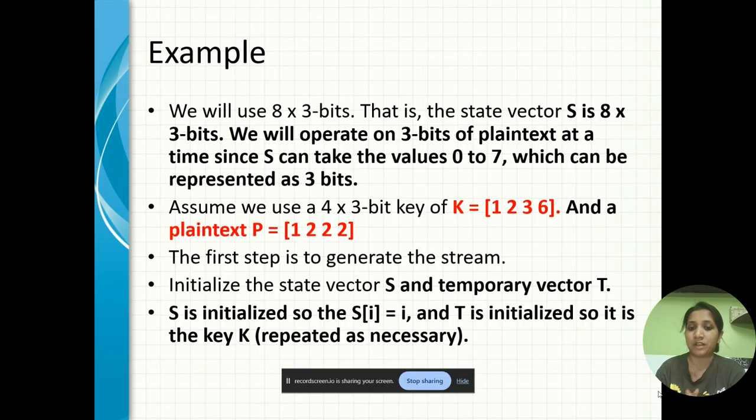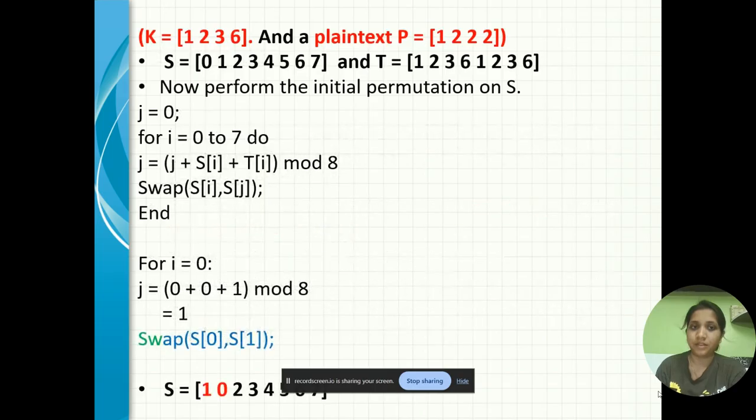The first step is to generate the stream: initialize the state vector S and temporary vector T. S is initialized to S[i] equals i, and T is initialized as the key K repeated as necessary. So K equals 1, 2, 3, 6, and plain text P equals 1, 2, 2, 2. Now S equals 0, 1, 2, 3, 4, 5, 6, 7, and T equals 1, 2, 3, 6, 1, 2, 3, 6. Now perform the initial permutation of S.